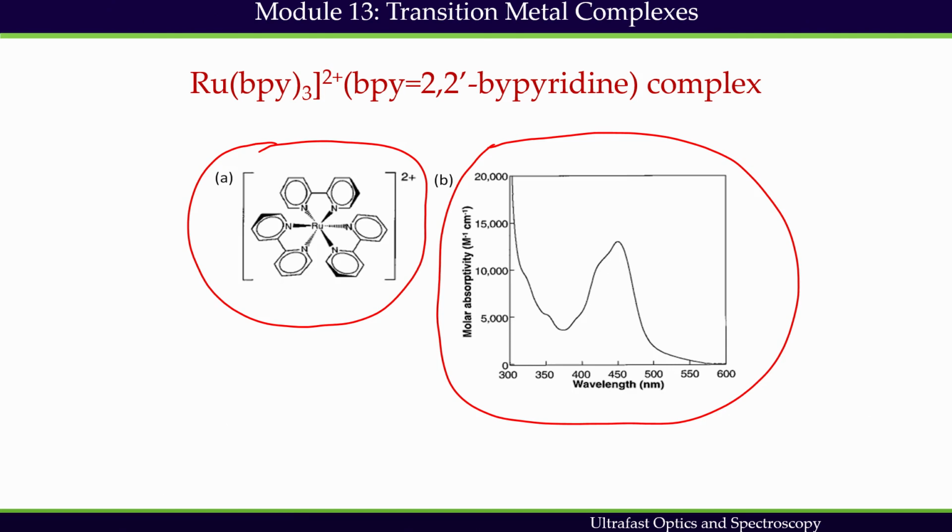complex is described as an electronic excitation from the ground state to the singlet MLCT state. So, this transition is due to metal to ligand charge transfer. So, from the metal center to the ligand center, a charge transfer excitation, in which an electron located in a metal based d orbital is transferred to a pi star orbital of one of the bipyridine ligands.